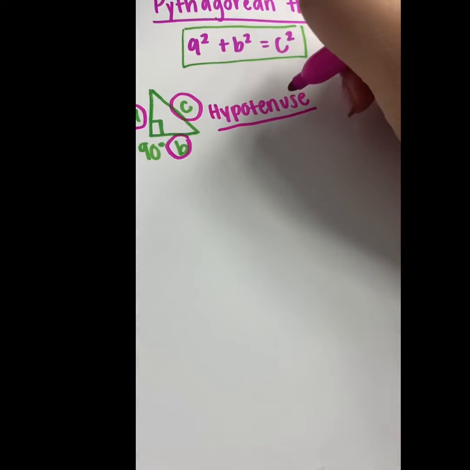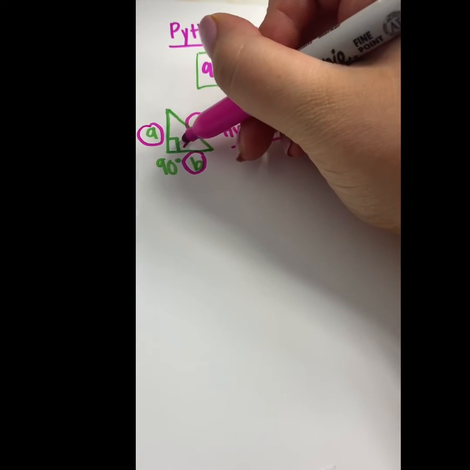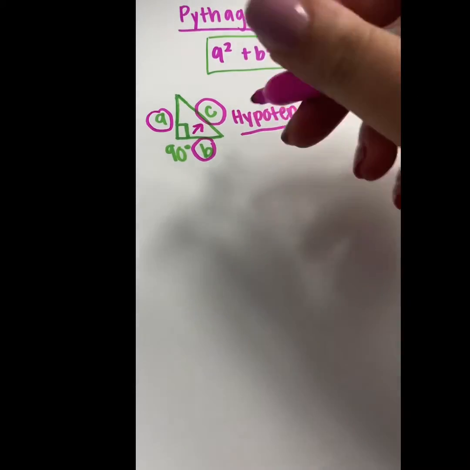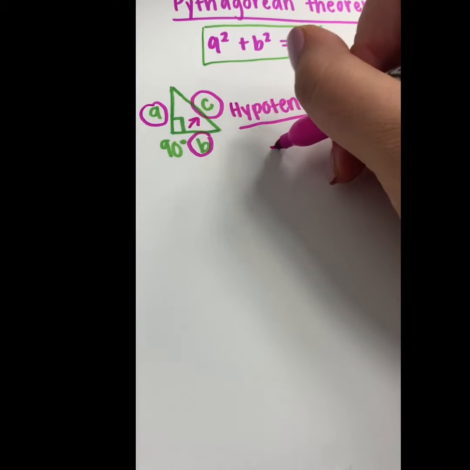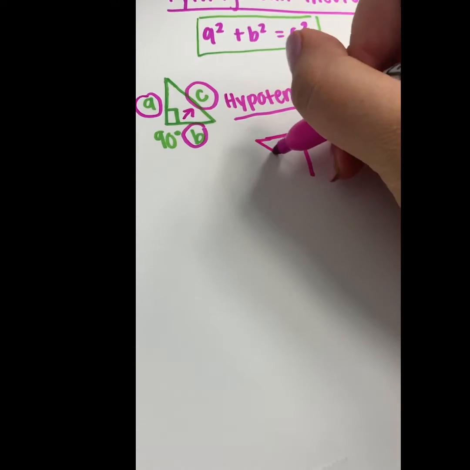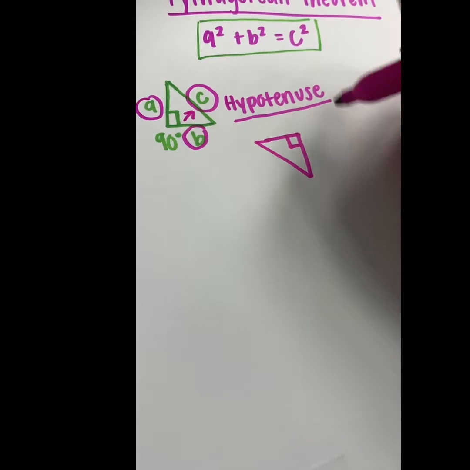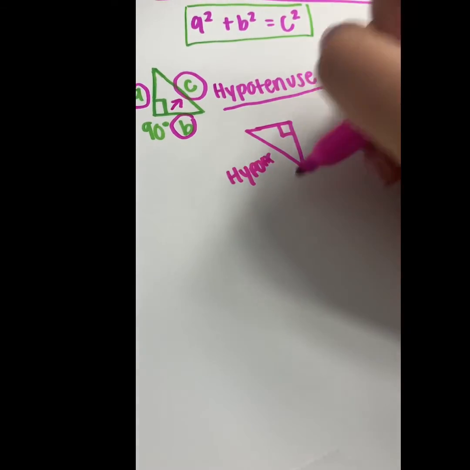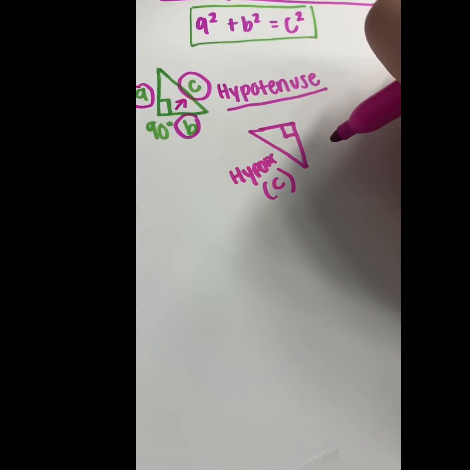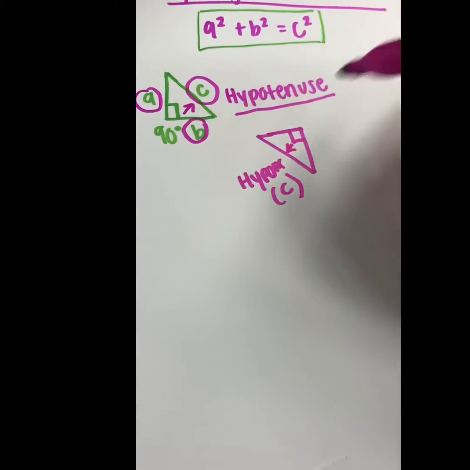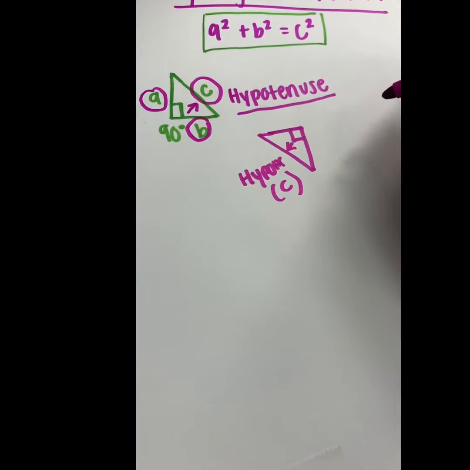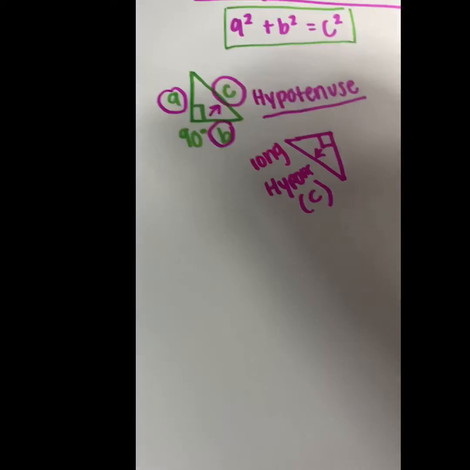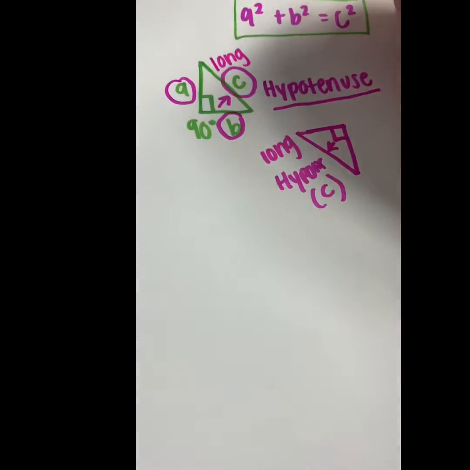Okay, your hypotenuse is always going to be across from your 90-degree angle. So for example, let's say I have a triangle like this. This is our 90-degree angle. This side right here is going to be the hypotenuse, or side C, because it is across from our 90-degree angle. This is also the longest side. Okay, so side C is going to be the longest.